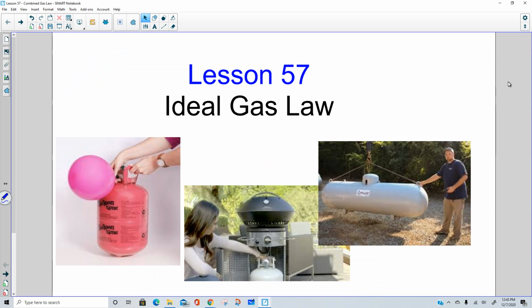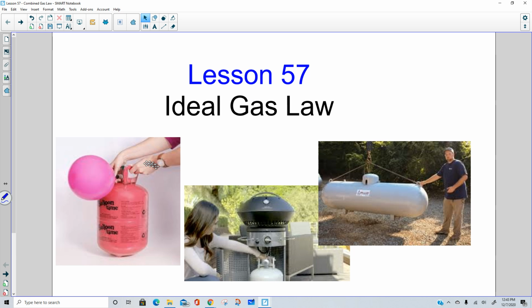Lesson 57, Ideal Gas Law. So when we're considering gas in mathematics, it's not the liquid gasoline that we put in our automobiles to make them run, but it's the gas, like oxygen is a gas that we breathe.